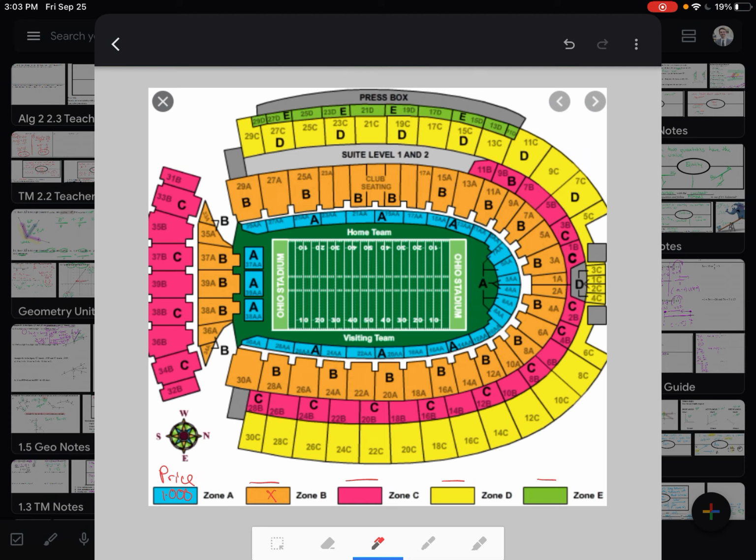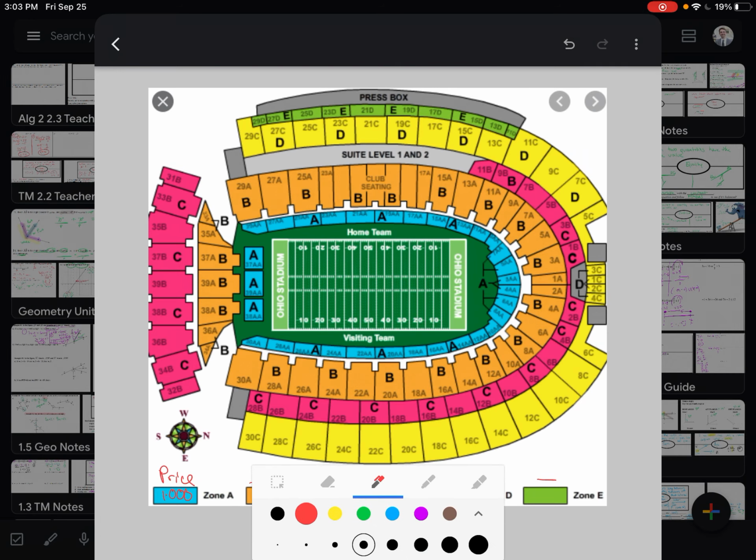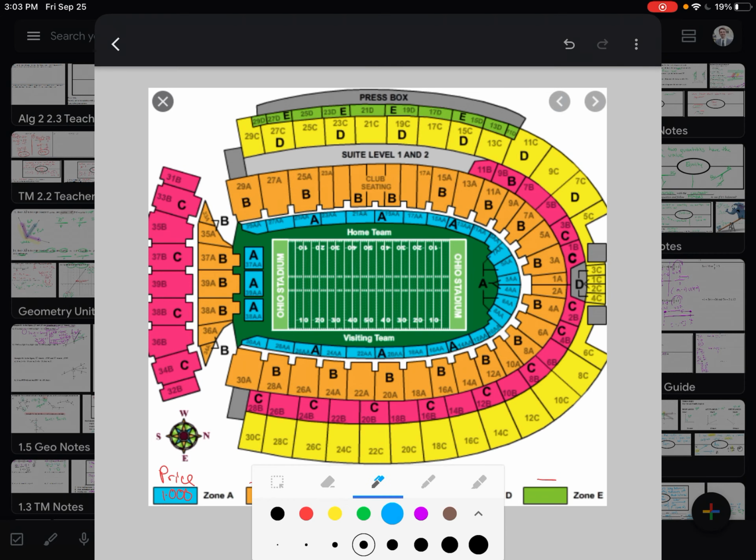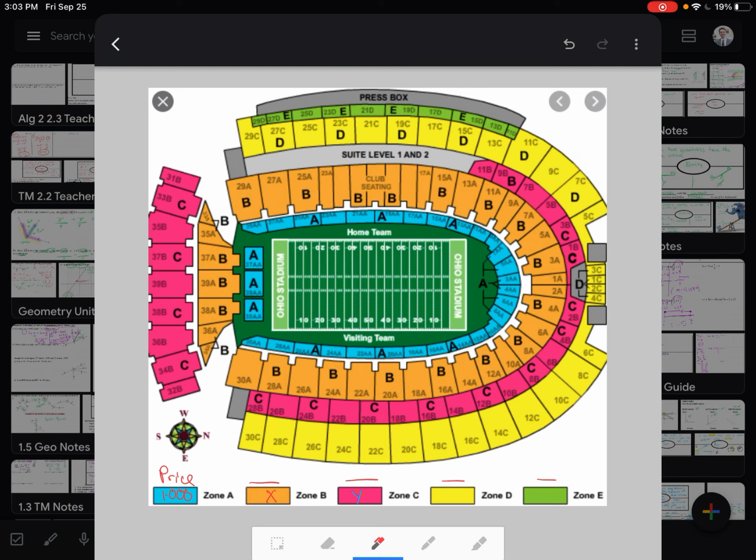We don't know how much is sold in zone B, so we'll use X. We don't know how much is sold in zone C, so we'll put a different variable. I've got to change my color so you can actually see it. Maybe blue works. Maybe Y works there. And then they might give you a little bit more information to help you finish solving. So something like, zone D is nosebleeds, the most common section, 6,000 there. And then the green press box, pretty small, so maybe only like 500 there.